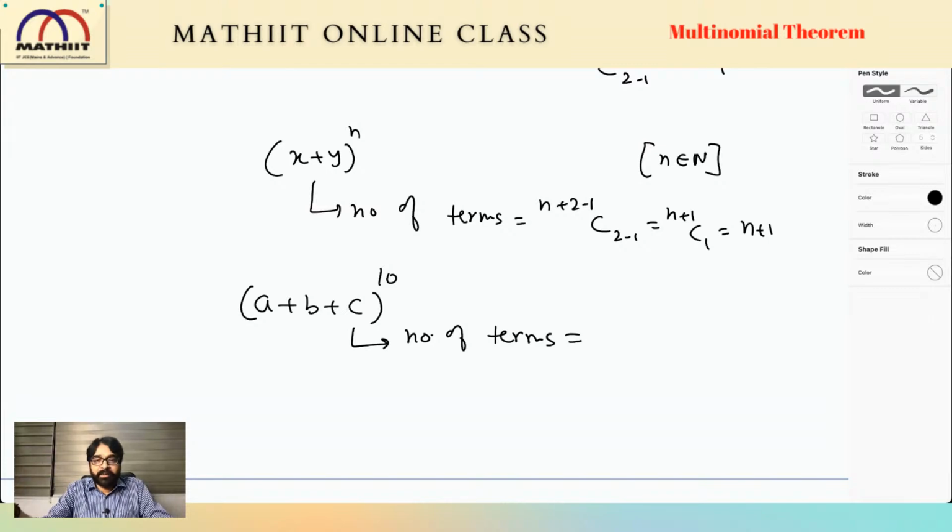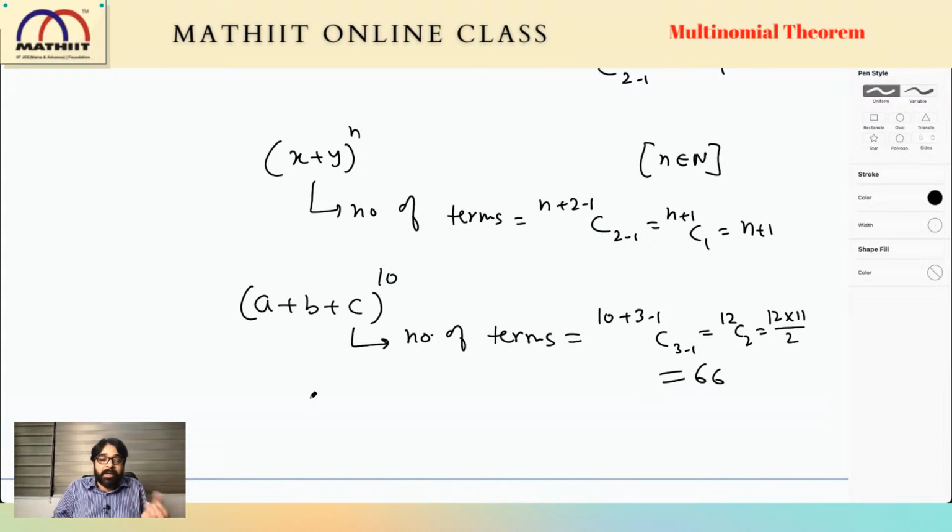We have to distribute 10 objects among 3 people, so that an empty group is allowed. Right? a can get 0 objects also. So we'll say 10 + 3 - 1 C 3 - 1, that becomes 12 C 2. All of you know this is equal to 12 into 11 by 2, which is 66. You can see only the power 10 is there and the number of terms becomes 66, because here 3 people are there. Now the distribution will be totally different. So there will be 66 terms.